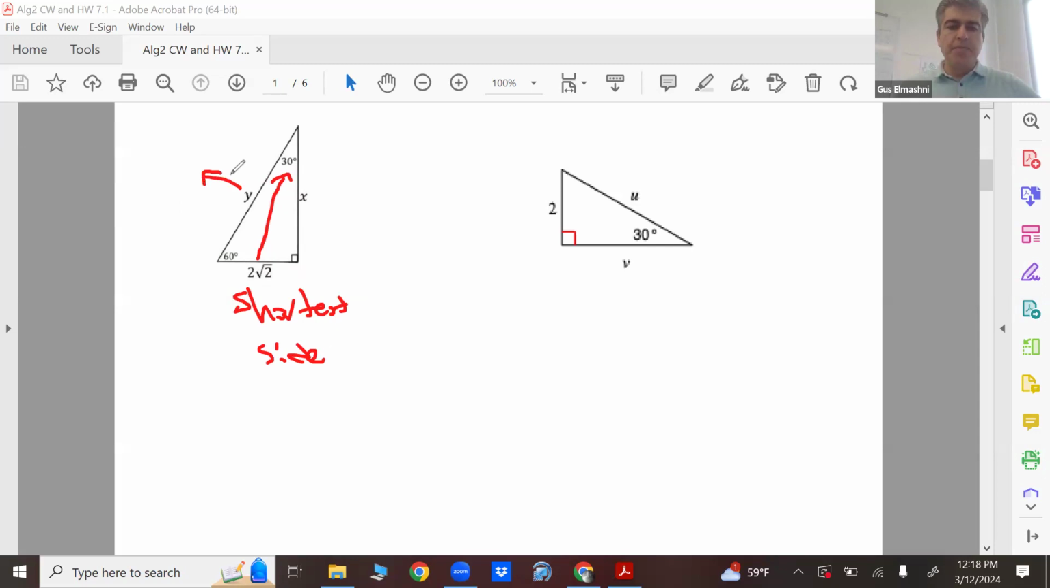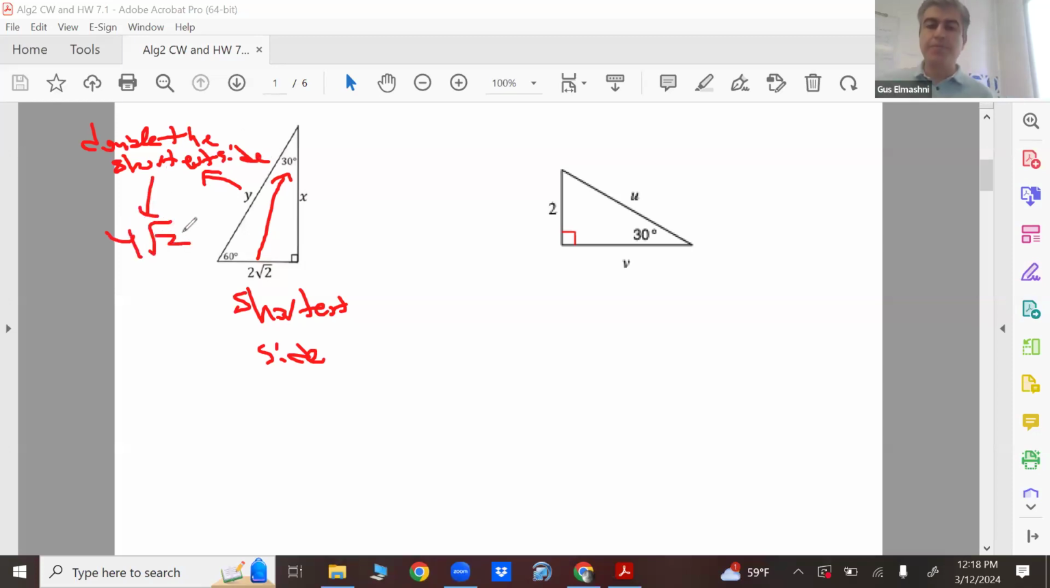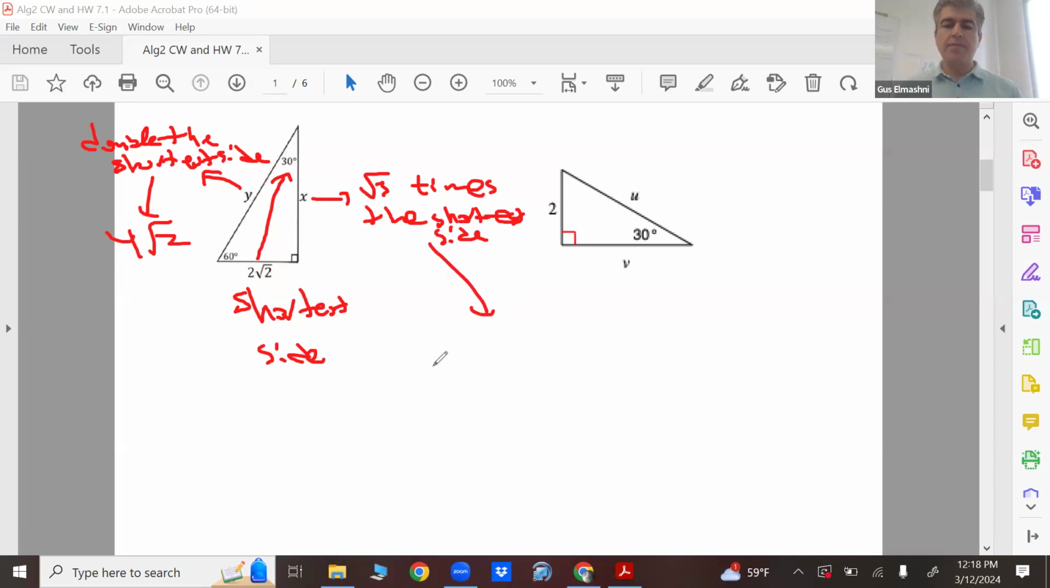So what would the hypotenuse be then? Right, but what value would it be? So it's going to be double. Remember, we said it's double the shortest side, right? So what's double the shortest side? Go ahead. 4 root 2. Exactly, 4 root 2. And then this side here is root 3 times the shortest side. Again, what's my shortest side? Root 3 times 2 root 2. Yes, very good. Does that make sense, guys?